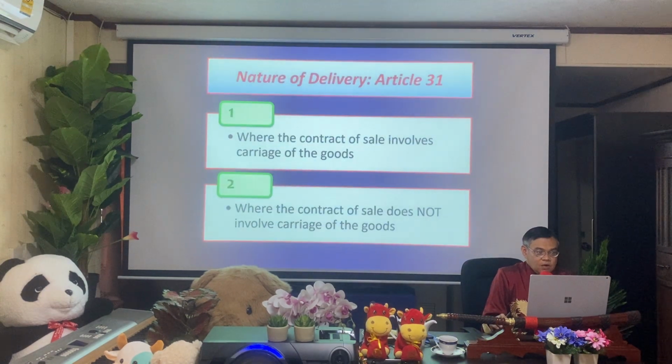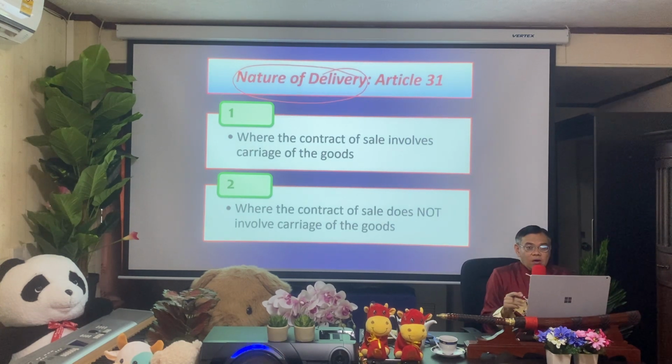Now we begin with the nature of delivery. How can the goods be delivered? In order for delivery to be considered as duly made, how can the delivery be made? The rules are set in Article 31.